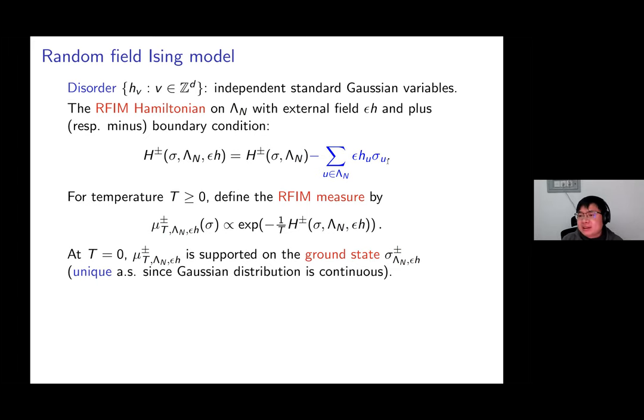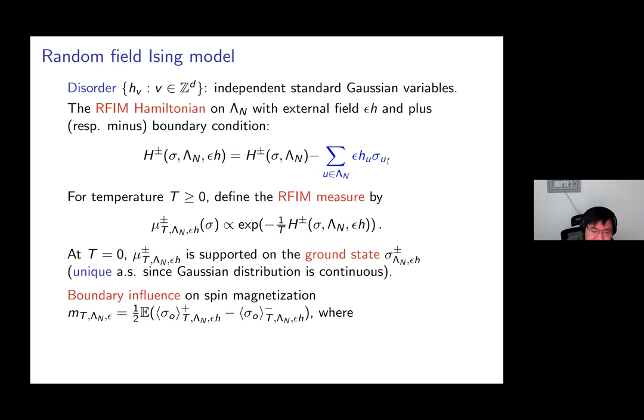Without disorder, the ground state is quite obvious. If it's all plus boundary condition, this is all plus. If it's all minus boundary conditions, it's all minus. But with the presence of disorder, the structure of the ground state becomes actually quite complicated.